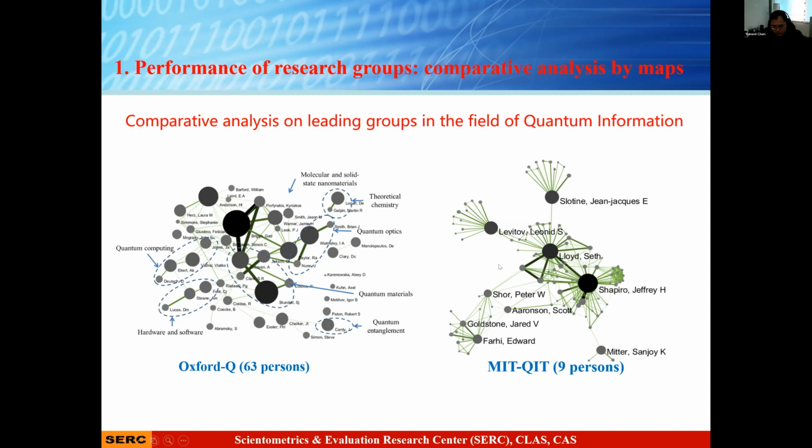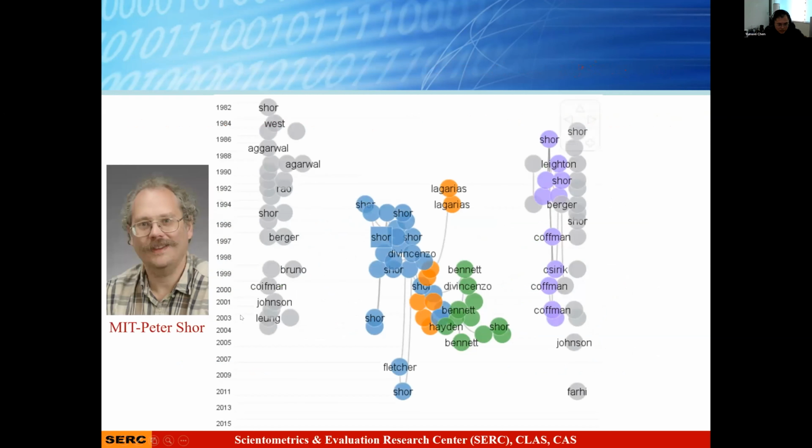And on the right of this map, the people maybe do more theory research. And on the left, there is theory and also some application research, and they cover fields like materials, physics, and chemistry. So we use the map to show the different research groups. Okay, this is just the Peter Shor I have talked about.